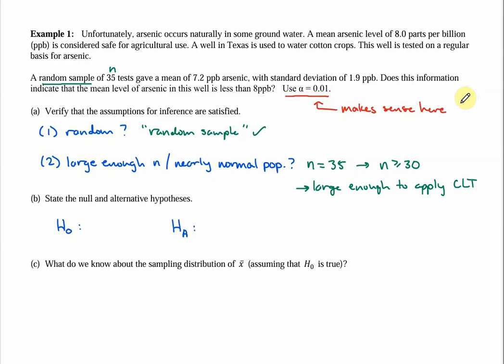But as far as the hypotheses go, the thing that we're looking for is evidence that the well is safe, which is that the mean level of arsenic is less than 8 parts per billion. So that less than 8, there's your alternative hypothesis right there. So this one is for a mean, so mu less than 8. And then that means that the null is mu equals 8. And so there are our hypotheses.